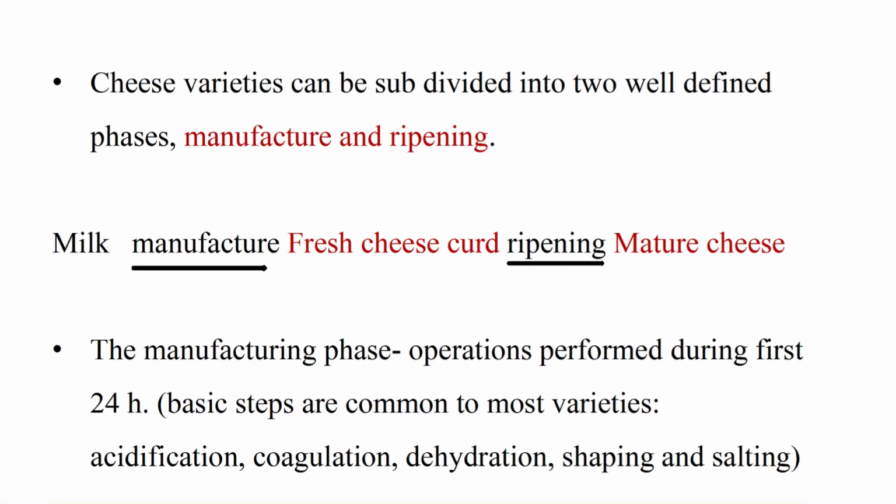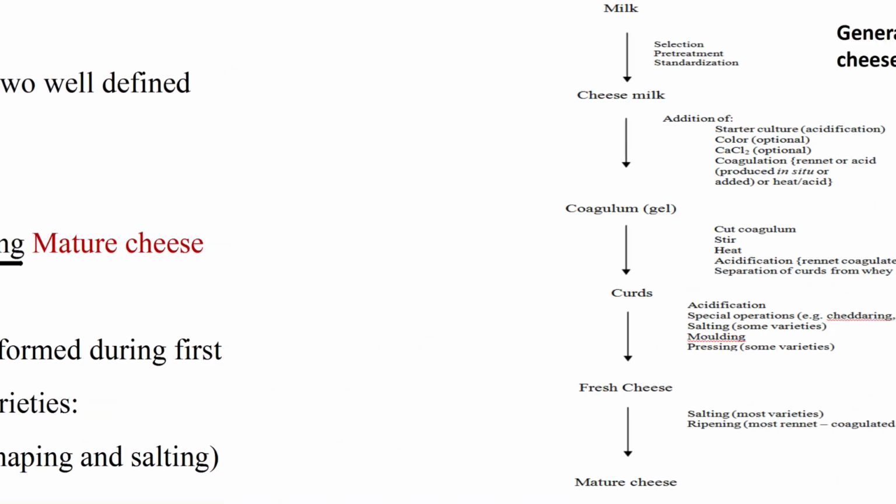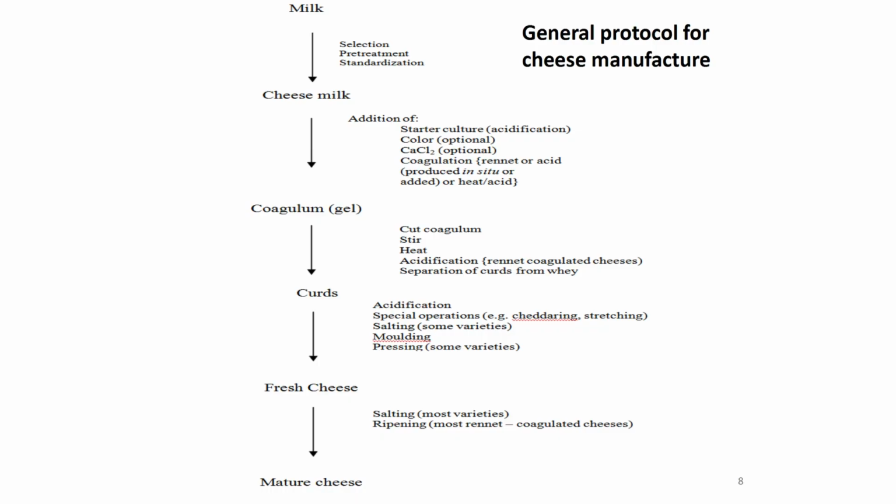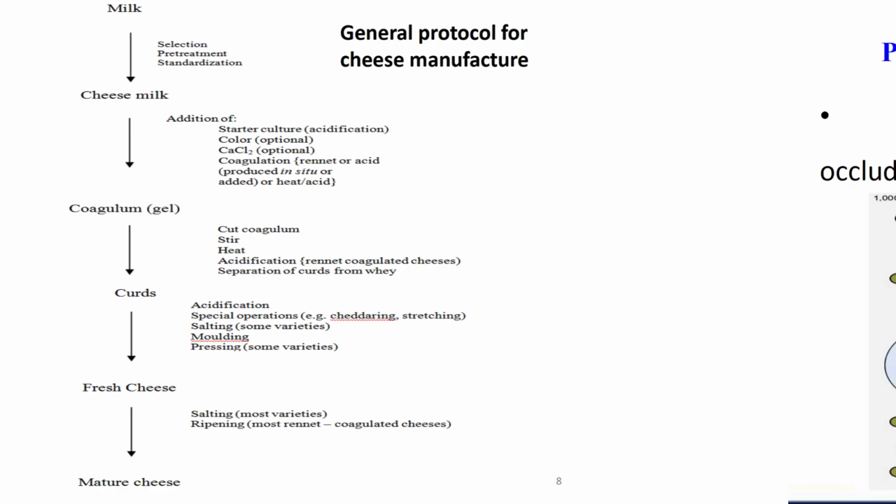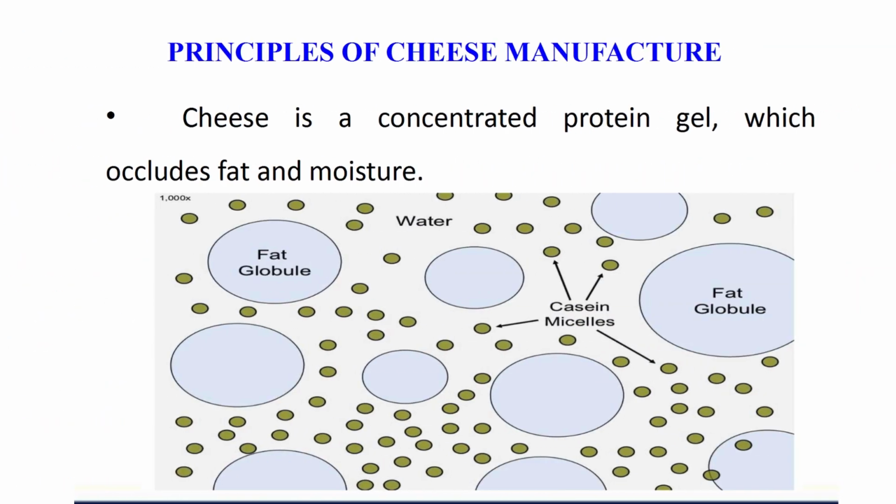Cheese manufacture can be divided into two phases: manufacture and ripening. The manufacturing phase includes operations in the first 24 hours, such as acidification, coagulation, dehydration, shaping, and salting. The general protocol starts with milk, which is prepared as cheese milk, coagulated into a gel, cut into curds, acidified, separated from whey, salted, and then ripened into mature cheese. The principles of cheese manufacture show that cheese is a concentrated protein gel that traps fat and moisture. Imagine a structure where casein micelles form a network holding fat globules and water.